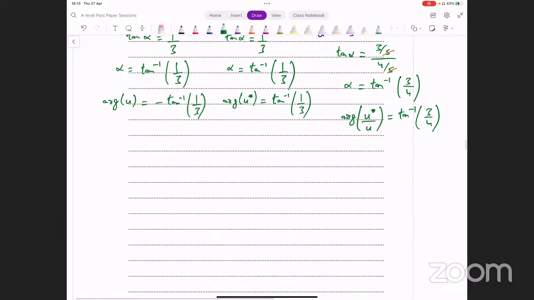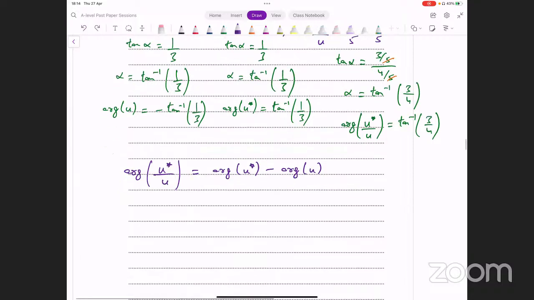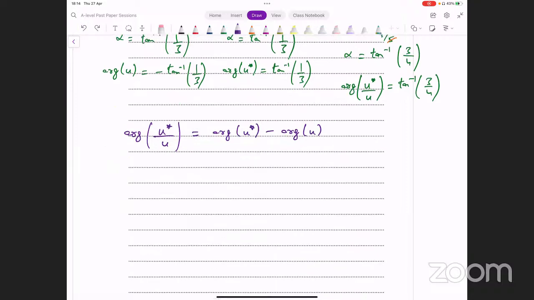Now u conjugate over u, its argument. Remember, these are two complex numbers being divided, u conjugate divided by u. You can use this relation. You can say argument of u conjugate over u should equal argument of u conjugate minus the argument of u. Right? When complex numbers are divided, the argument of the result is the difference of the arguments of the individual complex numbers. Okay? So when two complex numbers are divided, their arguments are subtracted.